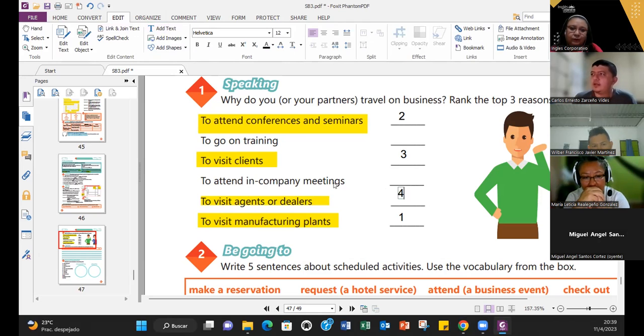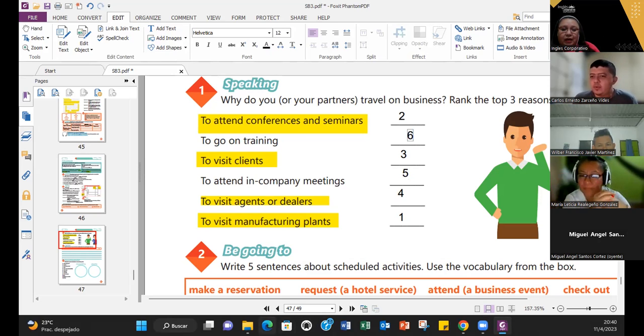Okay, I think, teacher, that we don't exercise. We choose the four, three. No. Listen, you have chosen four reasons, in your opinion, that are the top. But the exercise demands from you to choose only three, one, two, and three. But okay. You have two more, to go on trainings and to attend in company meetings. From those two, which one is for you number five and which one is number six? Okay, yeah, you have to rank them, but you need to decide which ones are the top three.